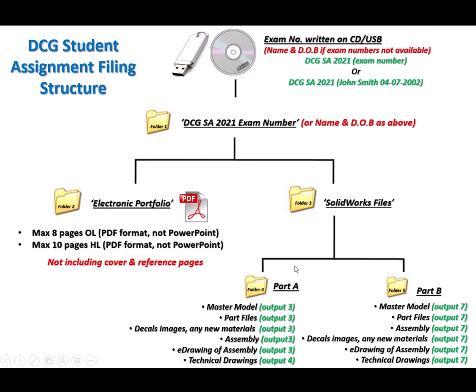So this is your model that you chose from the market, output 3 and 4, and this is your own design from output 5, 6, and obviously now it's output 7. Okay, so that's the filing structure broken down. So I'll come back to this one here, the electronic portfolio, how you actually save your PowerPoint as a PDF. I'll just show you now quickly, right?